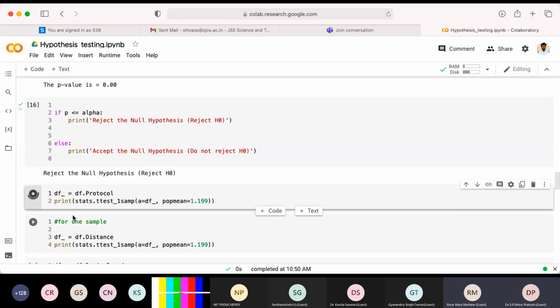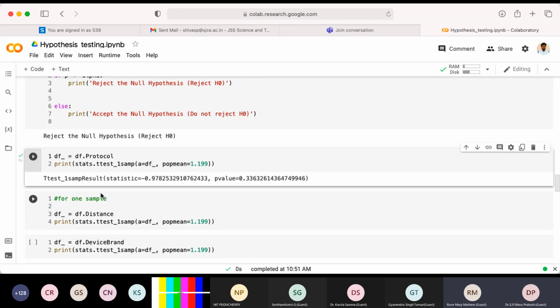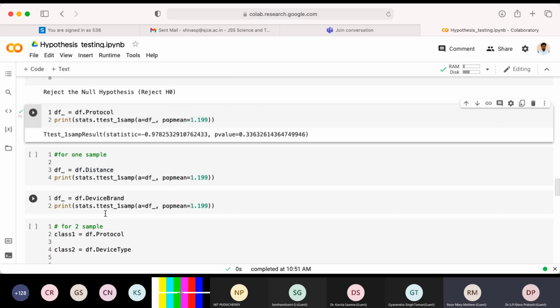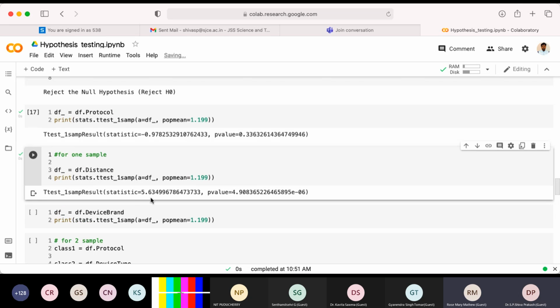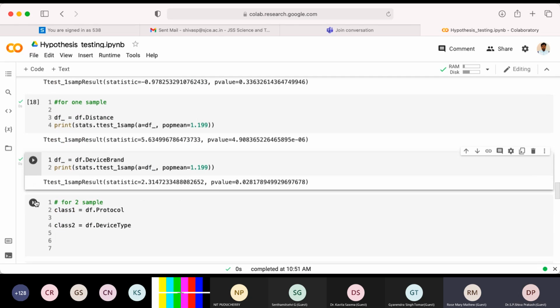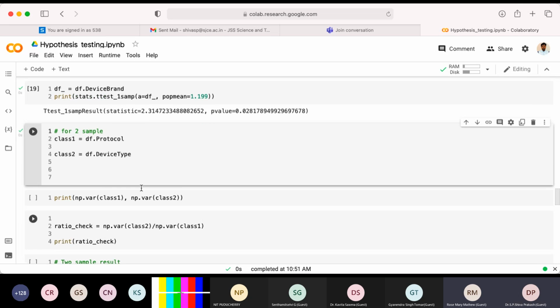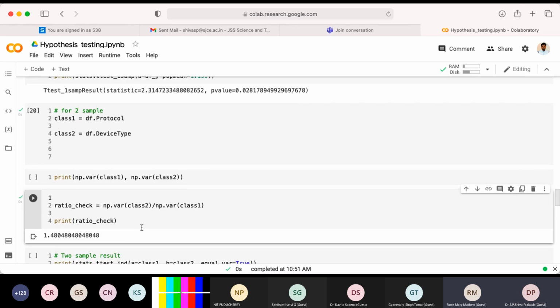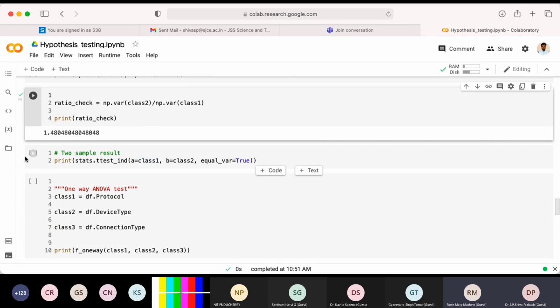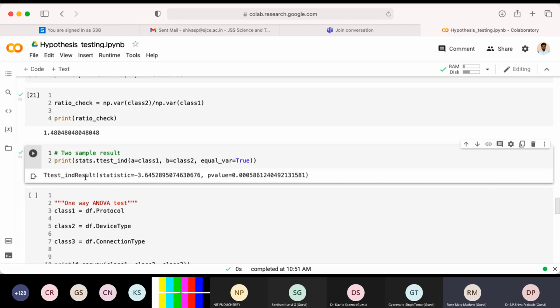Similarly, we try to go with the t-test. The t-test is performed for one sample and also for 2 samples. For one sample, the value resulted with a statistic and p-value, and also for 2 samples, based on the classes, we try to check the ratio, which has resulted in 1.48.